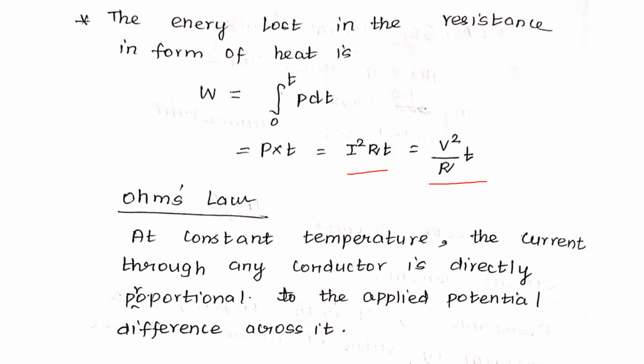Next we are going to see Ohm's law. This is a very important law in the electric circuit. This is a basic law also. What is Ohm's law? At constant temperature, which is very important, the current through any conductor is directly proportional to the potential difference across it. So that is Ohm's law.